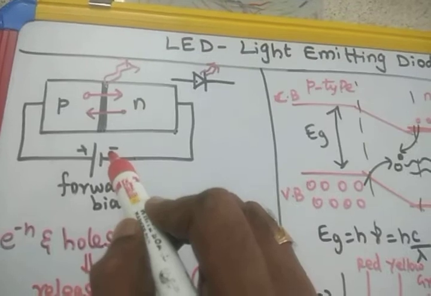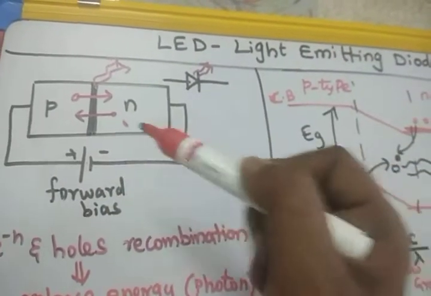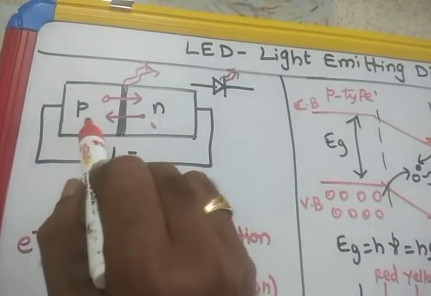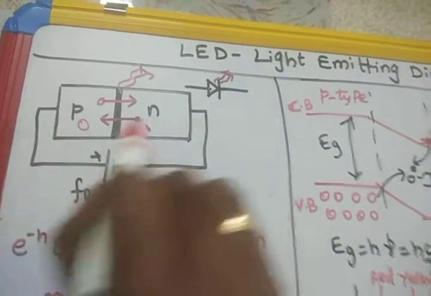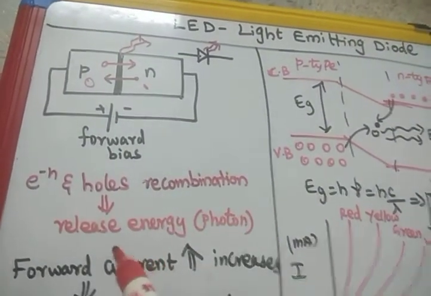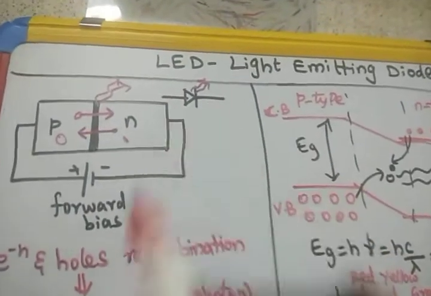Because of the negative terminal, more of the majority electrons are repelled and pushed towards the junction. And because of the positive terminal of the battery, more holes in the p-type will be pushed towards the junction region. Due to the electron hole recombination, energy is released, the photons are released. That is a light emitting diode.